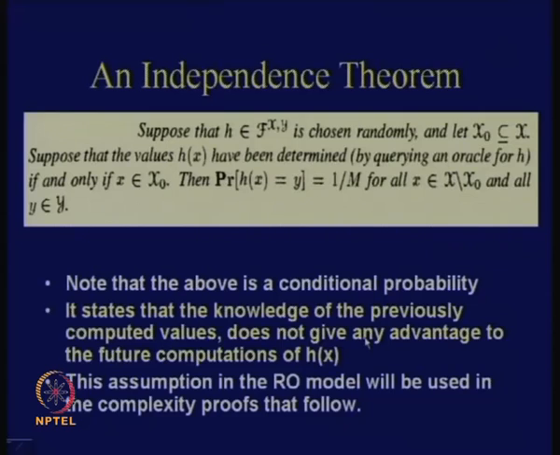You can note that this is actually a conditional probability, and what it essentially says is that the knowledge of the previously computed values does not give any advantage to future computations of h(x). So previous values of h(x) will not help you. This assumption in the random oracle model will be used in the complexity proofs that we will do, so keep this in mind. This independence property and theorem will be useful in my future proofs.